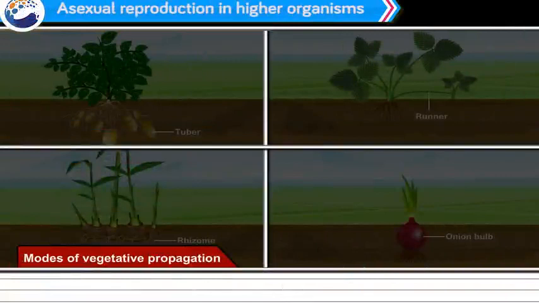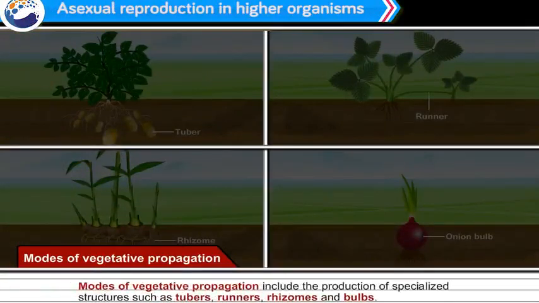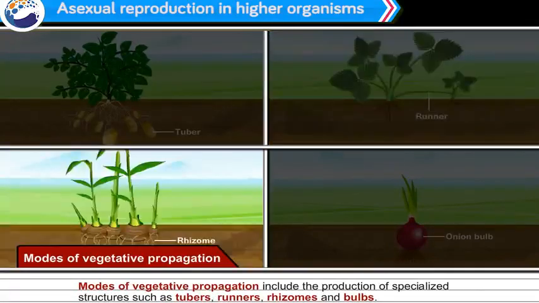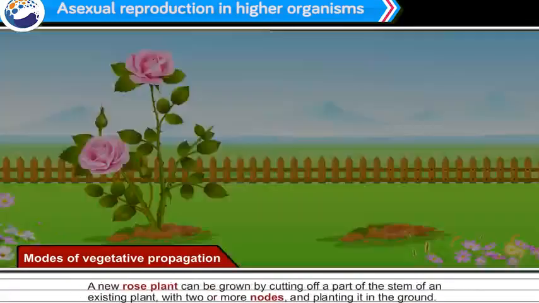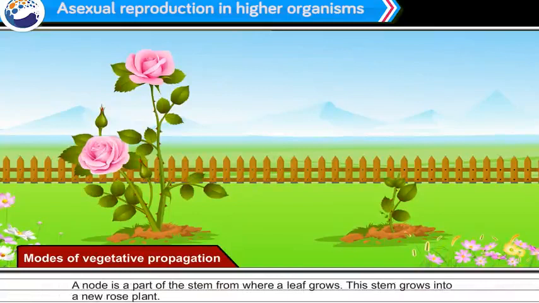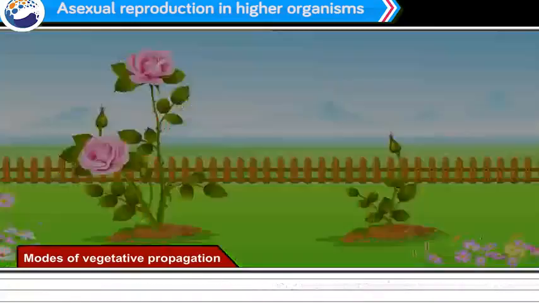Modes of vegetative propagation. Modes of vegetative propagation include the production of specialized structures such as tubers, runners, rhizomes, and bulbs. Number 1. A new rose plant can be grown by cutting off a part of the stem of an existing plant with 2 or more nodes and planting it in the ground. A node is a part of the stem from where a leaf grows. This stem grows into a new rose plant.